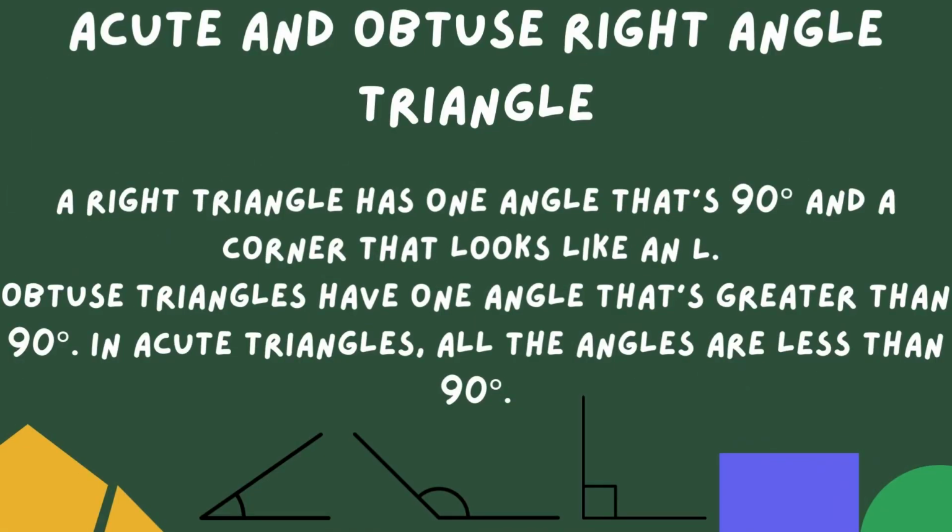Acute, obtuse, and right angle triangles. A right angle triangle has one angle that is 90 degrees and a corner that looks like an L. An obtuse triangle has one angle that is greater than 90 degrees, and an acute triangle has all the angles less than 90 degrees.